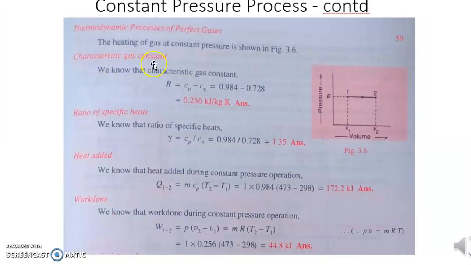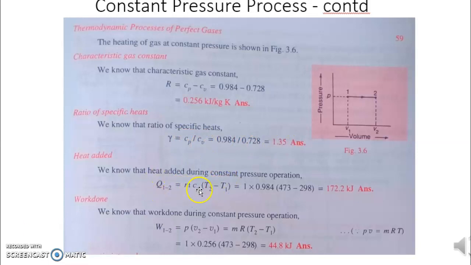First, we are going to find characteristic gas constant. We know the relation R equal to Cp minus Cv. Substitute values, we will get 0.256 kJ per kg Kelvin for R. And for gamma, using this expression Cp by Cv, we will get 1.25.